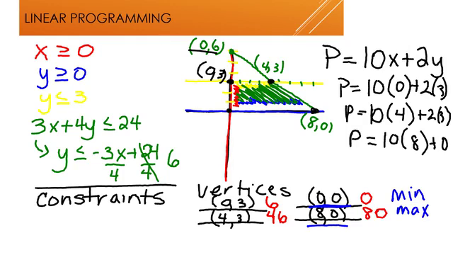Well, that's it for linear programming. All you have to do is graph the constraints, find your vertices, and plug them into the objective function. The constraints will be given to you, and the objective function will be given to you.